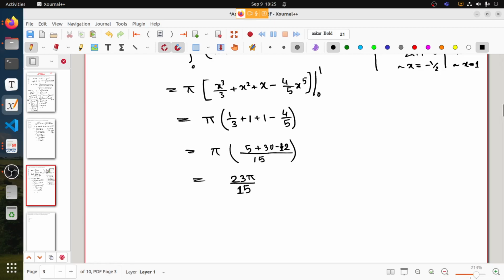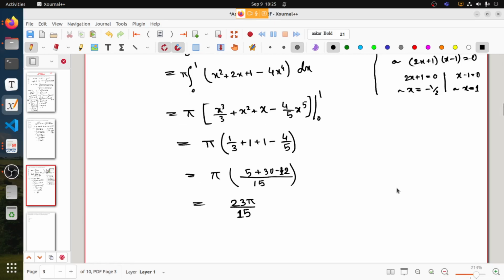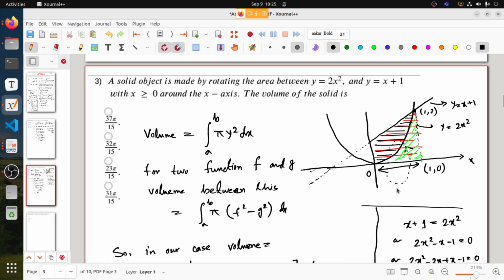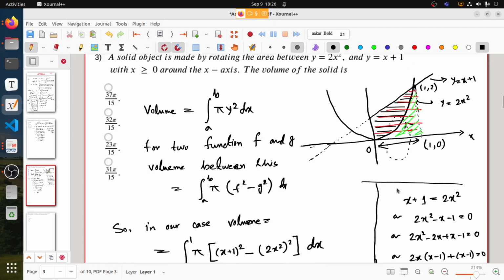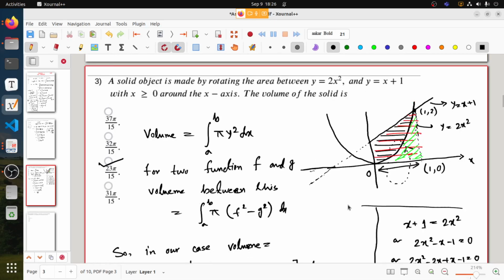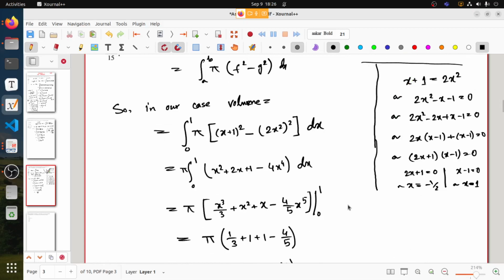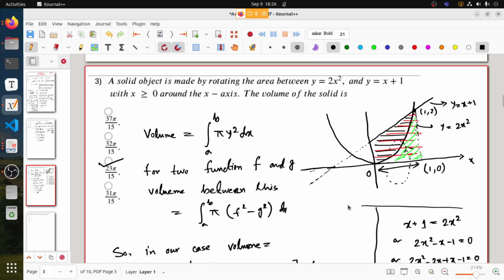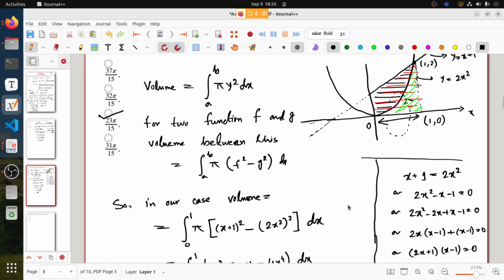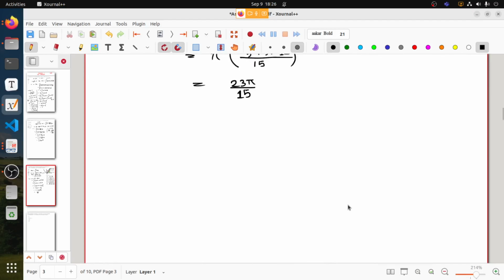So this will be the volume generated by the area. Which answer is correct? 23 pi by 15. So option 3 is the correct answer, right? Do you understand this? Is this fine? Okay. So this is done. Now move to question number 4.